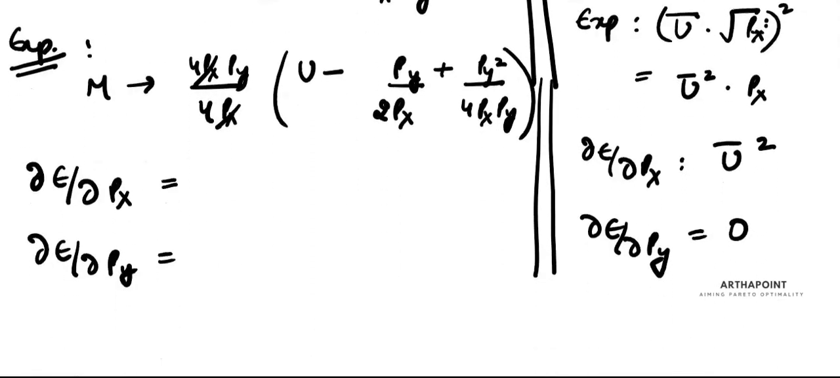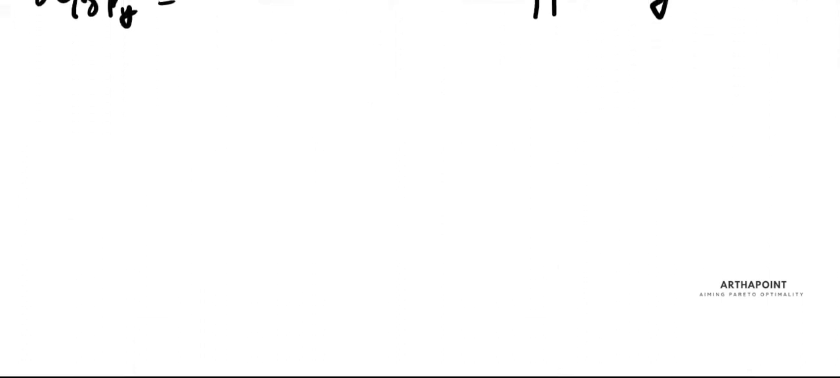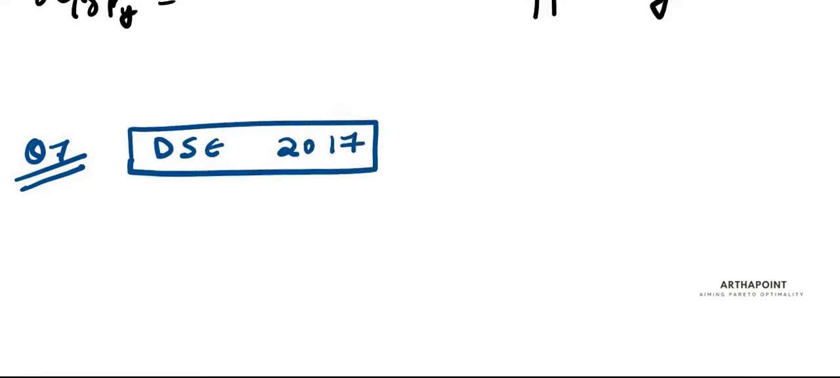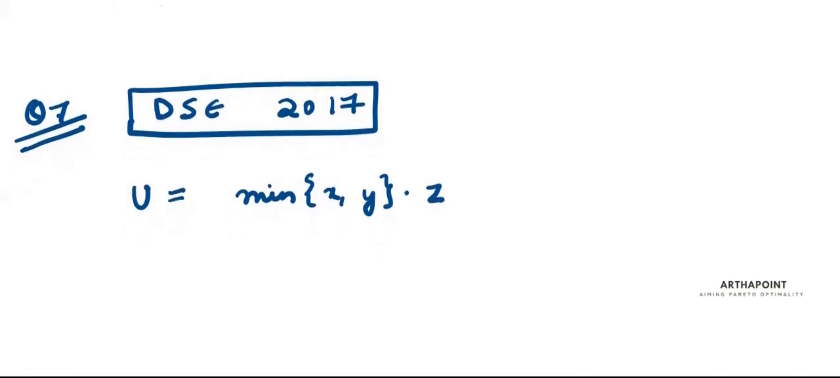Okay, before we end the class, I'll give you a question. First you try and then I will tell you how to solve it. This came in Delhi School of Economics 2017 paper. And quite recent. And the question said the following. You were given a utility function which was min of xy into z. So see, they have tricked the question. They have gone ahead and introduced three goods, x, y, and z.